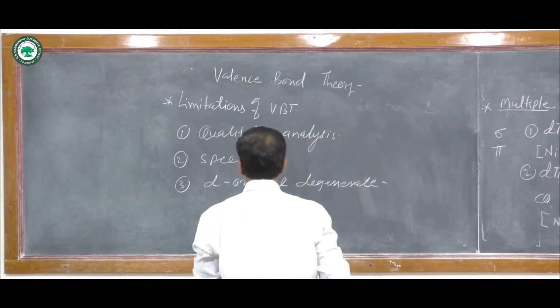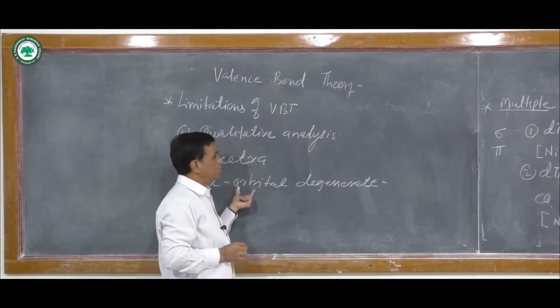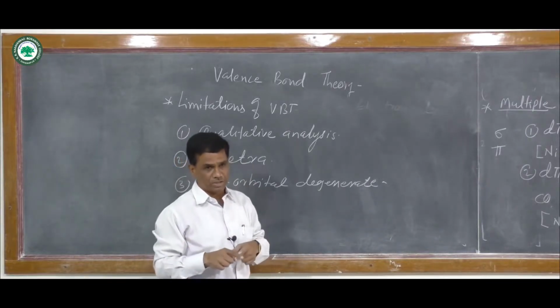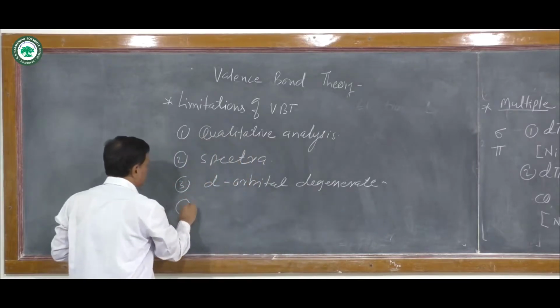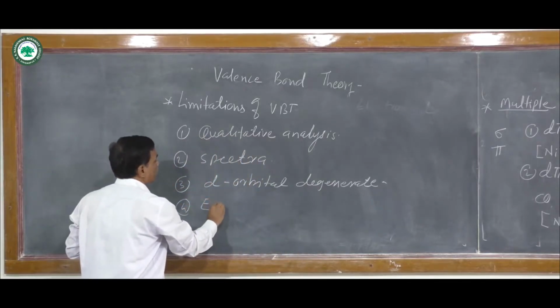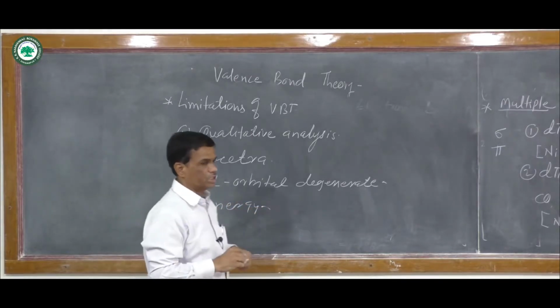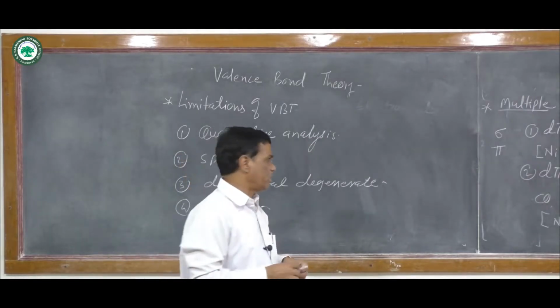But according to valence bond theory, in the box diagram the 5 d orbitals are represented as degenerate, meaning same energies. That means energy terms are not explained properly by valence bond theory.